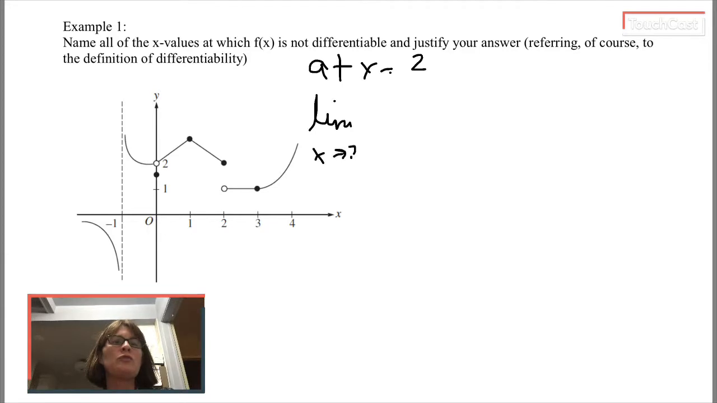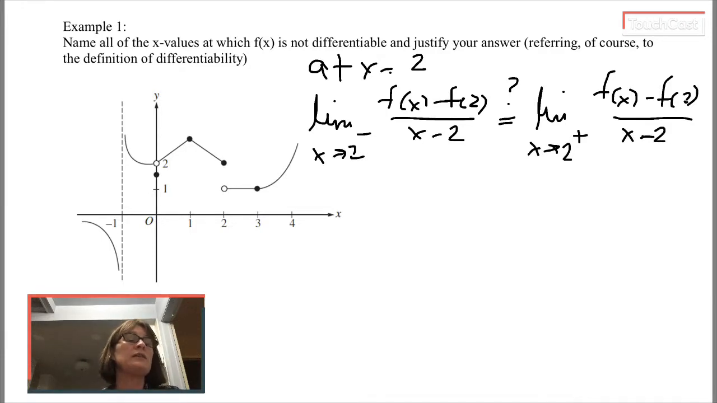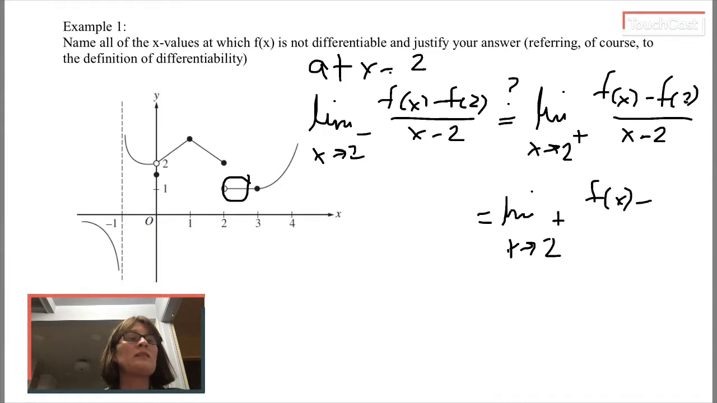the limit as x approaches 2 from the left of f of x minus f of 2 over x minus 2 is going to equal, question mark, the limit as x goes to 2 from the right of f of x minus f of 2 over x minus 2. If I can show that one of these doesn't exist, then I can be finished, right? So let me try this. What if I approach from the right? The limit as x goes to 2 from the right of f of x minus, what's f of 2?